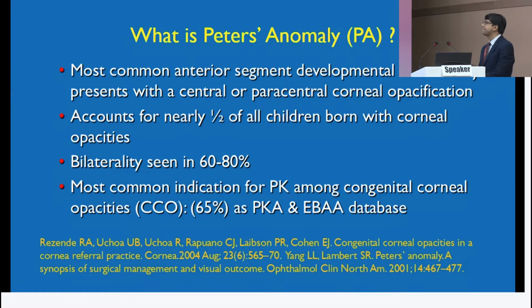As we all know, Peters anomaly is the most common anterior segment developmental abnormality, presenting with central or paracentral corneal opacification. It accounts for nearly 50% of the children born with corneal opacity. Bilaterality is seen in 2/3 of the cases. Incidentally, it is also one of the most common indications for corneal transplantation among congenital corneal opacities.